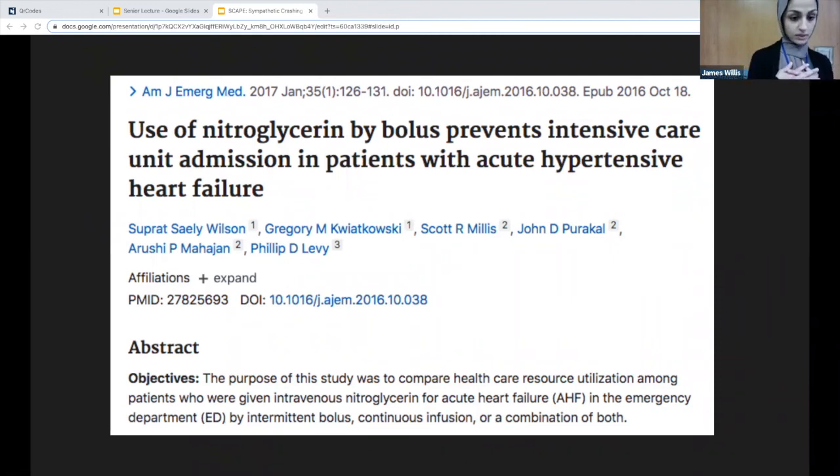The outcomes of this study showed that patients who received high-dose boluses had significantly shorter lengths of stay and lower ICU admission rates than those who didn't. Now, these findings may have been compounded by the fact that the institution required ICU admission in any patients that were still on an infusion. But one of the most important takeaways from this study is that all groups, regardless of the dosing regimen, had low incidences of hypotension reported, which is a feared complication of patients who receive nitroglycerin.